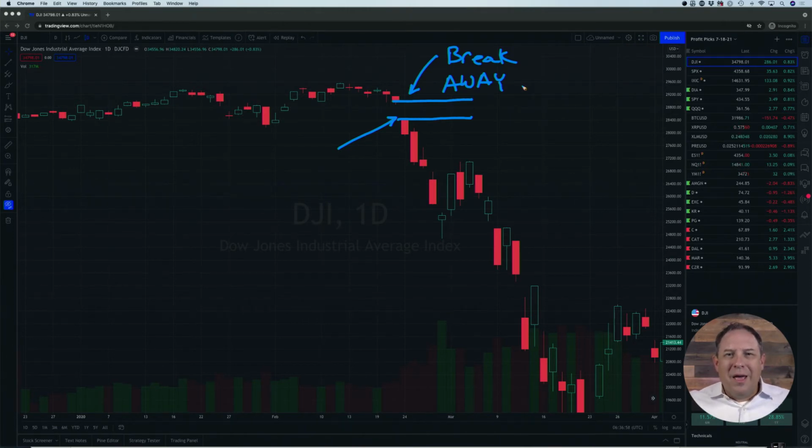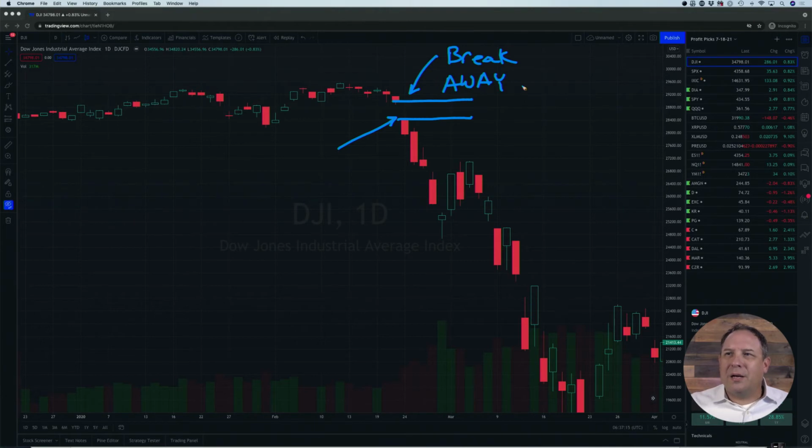Great to know, right? If you're looking at a double top and suddenly there's a breakaway gap in the opposite direction, probably a good sign to, in this case, short the market or buy some puts on the market. Really, really good sign. That's the power of chart patterns right there.